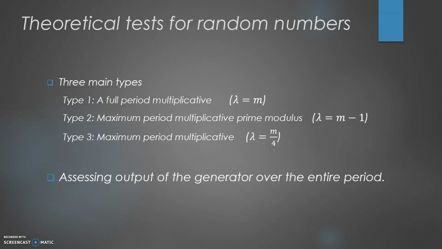The theoretical test basically uses the values of your A, C, and M, which are your multiplier, your increment, and your modulus respectively, to assess the quality of the output of the generator over the entire period. And that is basically what the theoretical test is all about.